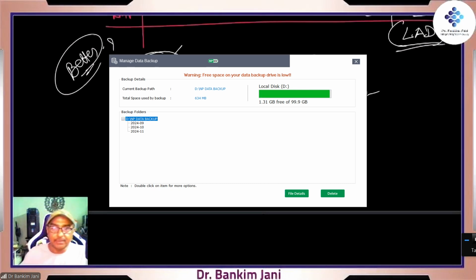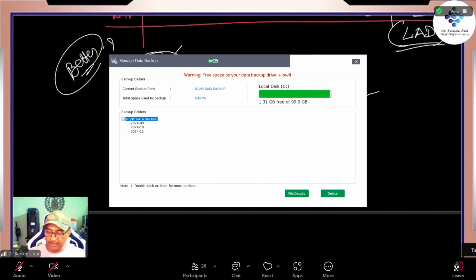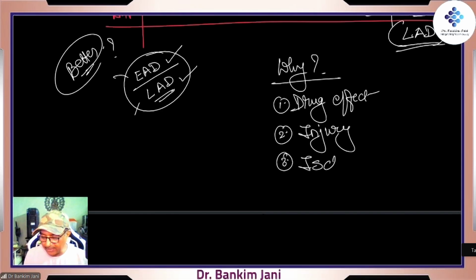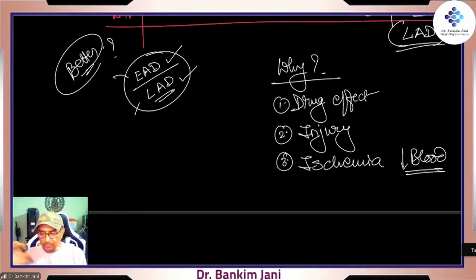So one cause is the drug effect. Second is any sort of injury to the heart. That injury could be mechanical injury, it could be because of some surgery, some procedure, anything. And lack of blood supply: ischemia, heart attack. Ischemia is when less blood is reaching. Infarction is when the damage has occurred.